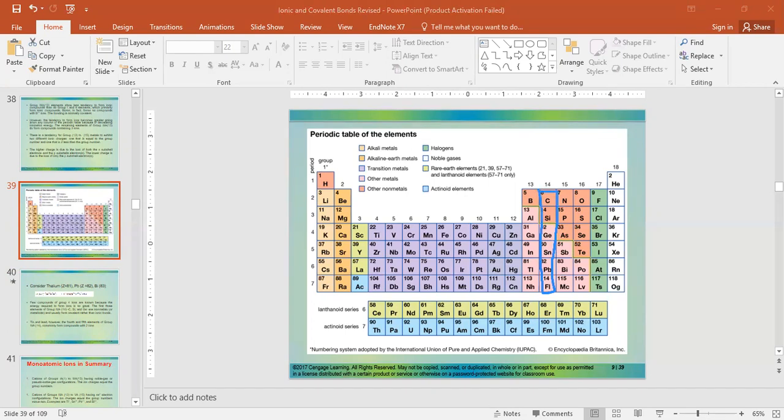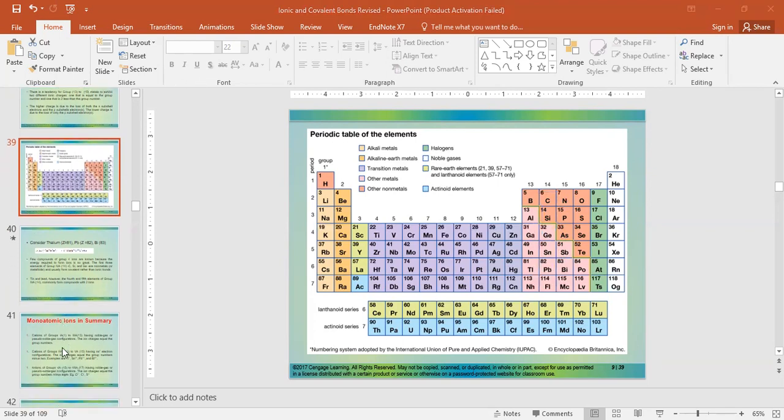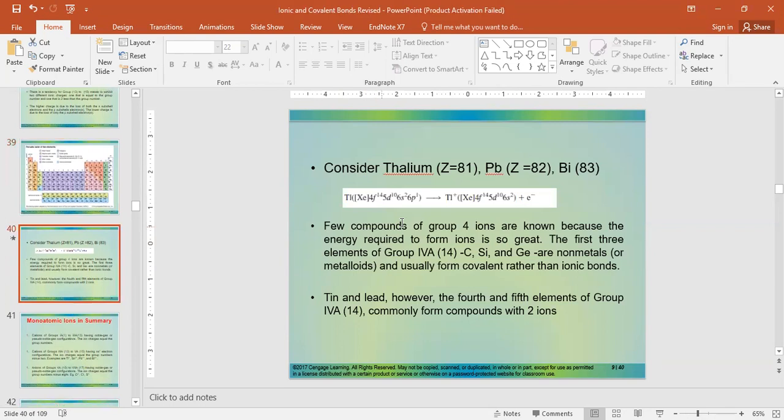Now, if you look at what is happening in these particular elements, we know that the chemistry of carbon is predominantly covalent. The chemistry of silicon is also covalent. Now, this one is mixed. This one is ionic, ionic, ionic. Now, why does this happen? It happens because, when you look at these elements, we are saying that few compounds of group 4 ions are known because the energy required to form the ions is very high.